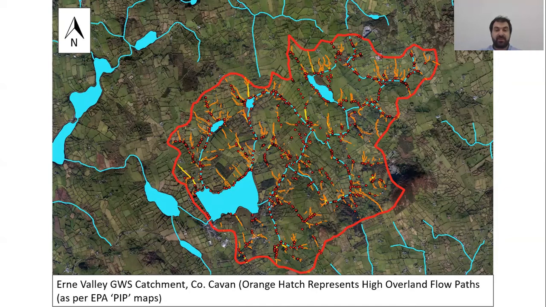Now on screen is an example of the high overland flow paths and delivery points within the Gartyloch catchment in County Cavan, which applies the Erne Valley Group water scheme. Now that particular group water scheme are in the process of developing an integrated source protection plan this year, and it's envisaged that these maps will come in very handy in helping to produce such a plan.